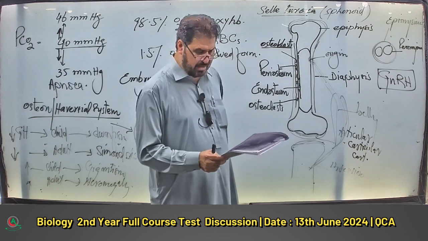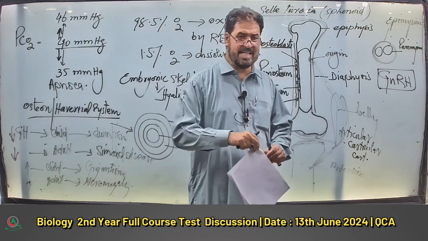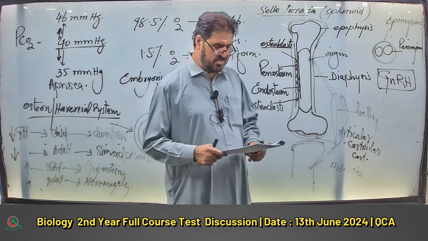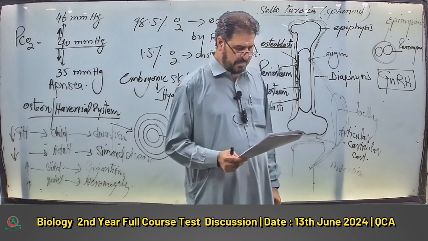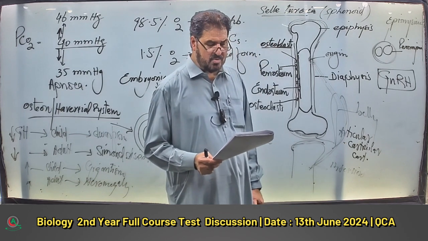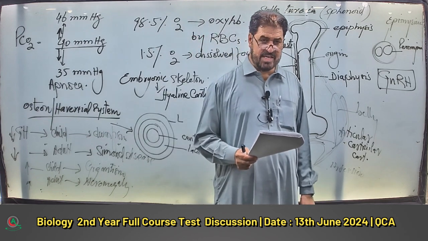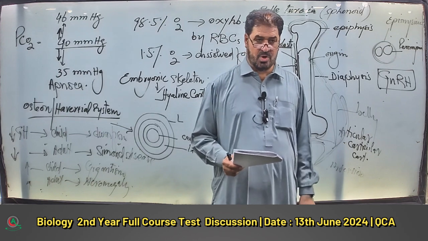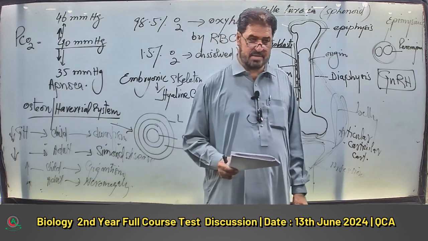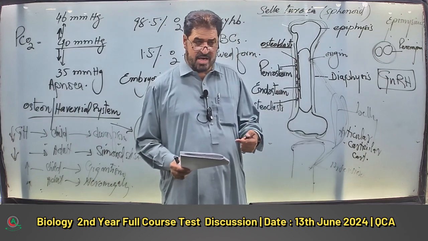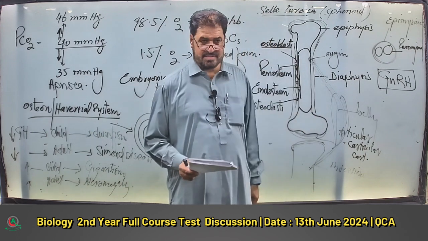The surge in which hormone causes ovulation? The correct option is LH, luteinizing hormone. Luteinizing hormone causes ovulation. Falling levels of which two hormones trigger menstruation? Estrogen and progesterone. These two are ovarian hormones. So, low levels of ovarian hormones and a rise of gonadotropins, FSH and LH, cause menstruation.